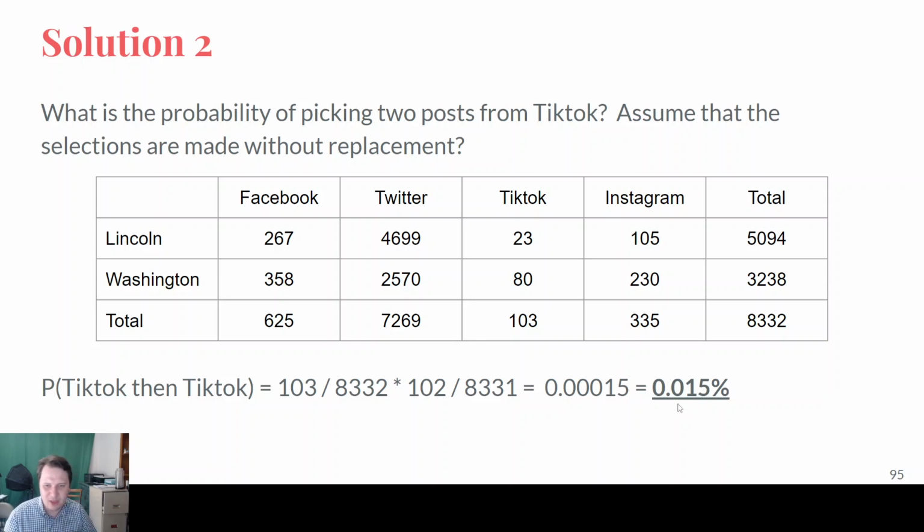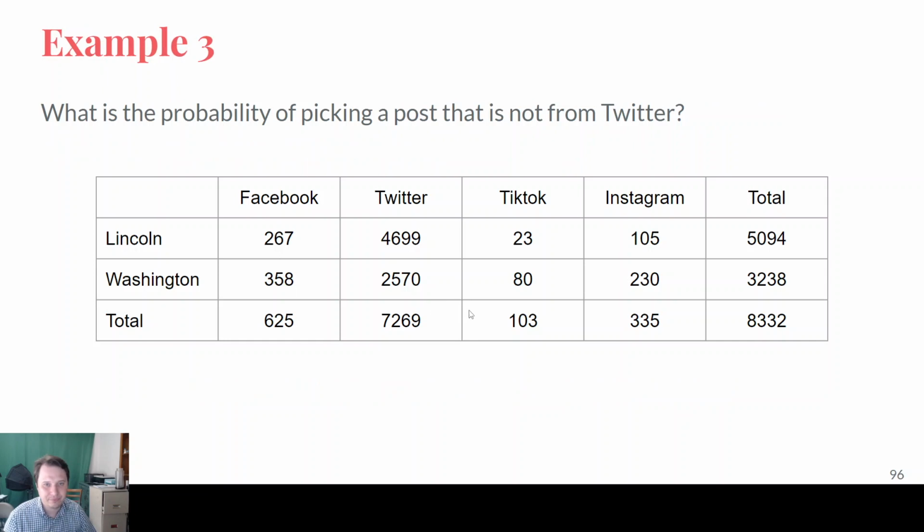So that's how you do that, and the probability of this is really small. Multiply them together, 0.015%. That's really, really unlikely. About 1.5 out of 10,000 chance. So very, very unlikely. I hope you understand why this went from 103 to 102 and 8,332 to 8,331. It's because we did not have replacement, so they were dependent.